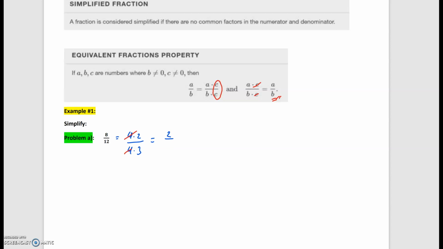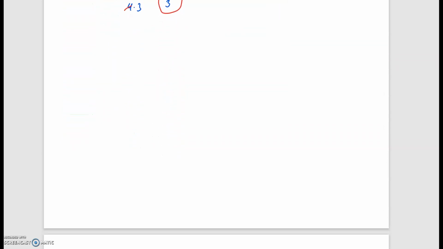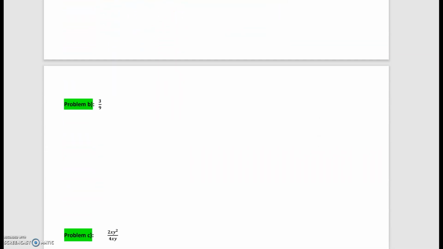Let me fix that 3. That would be our final answer for this one. In this case, the 2/3 happens to be in lowest terms. Let's take a look at example problem B.